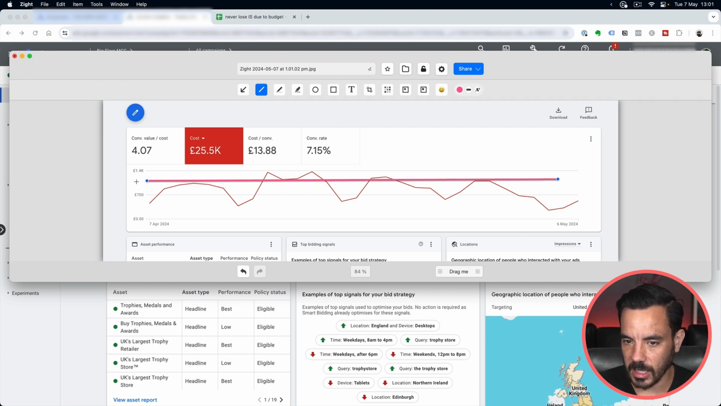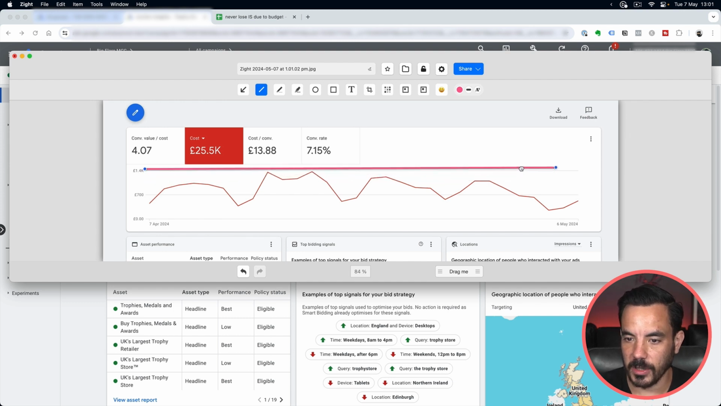And then I would check the daily spend graph, and I would see, are there multiple days over the past 30 days where it was hitting or exceeding my daily budget? If yes, then I'm probably losing impression share due to budget, and I can probably raise my budget like that.